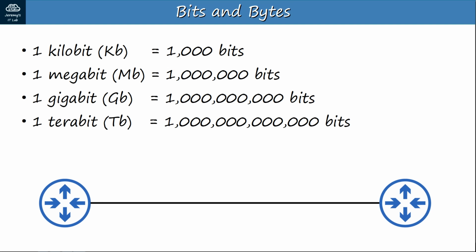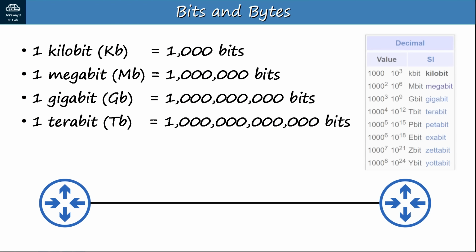Now, there are further units. Here's a snapshot from Wikipedia. Beyond terabits, there are petabits, exabits, zetabits, yottabits, and more. Don't worry about memorizing all of these, though. You're not going to see network speeds like these anytime soon.